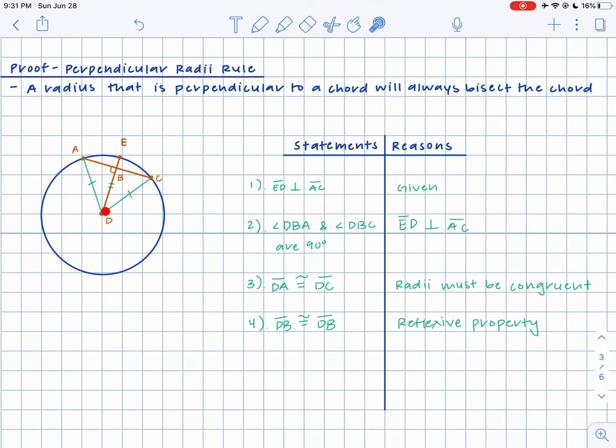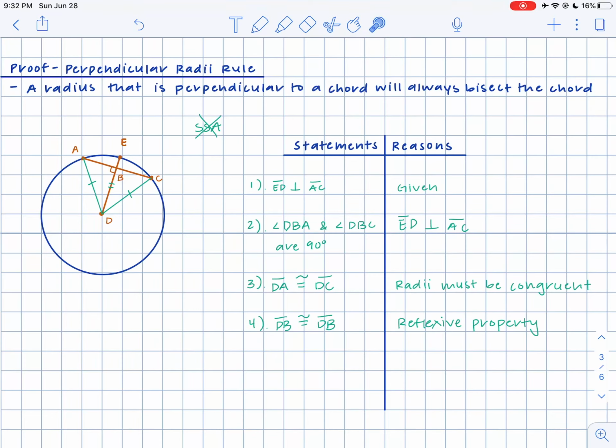Well, let me do hash marks first. This looks like side-side-angle. Remember we said side-side-angle was not a postulate that guarantees congruency, right? The postulates that did guarantee congruency were side-side-side, angle-side-angle, side-angle-side, and angle-angle-side, right? Where the side didn't have to be included. Here we have side-side-angle where the angle is not included. And we said side-side-angle didn't always guarantee congruency.